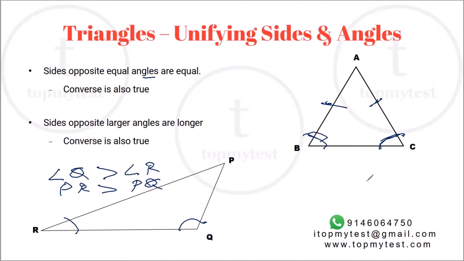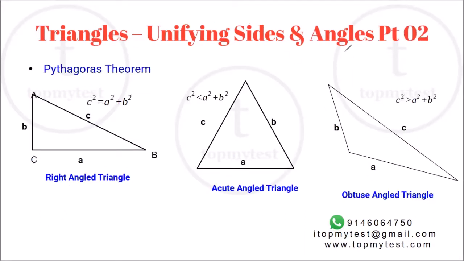The second relation which unifies the angles and sides of a triangle, I'm not sure you will have ever heard of it. It's very rarely used. Not a lot of people know about it. It's called the Pythagoras theorem. Basically, it says in a right angle triangle, the hypotenuse is the longest side, and the square of the hypotenuse equals the sum of the squares of the other two sides.